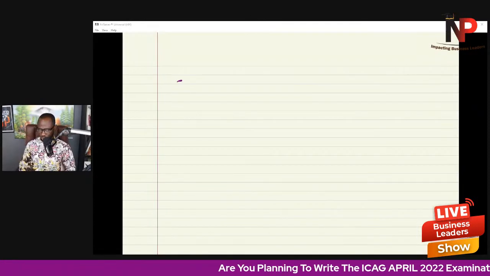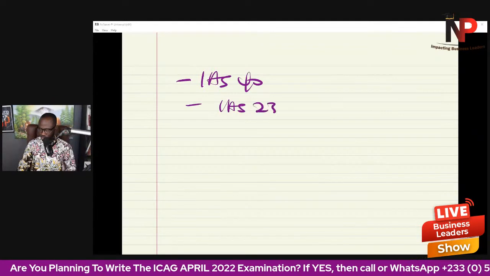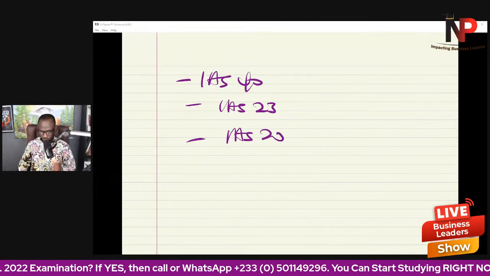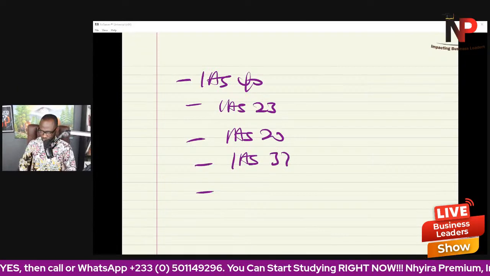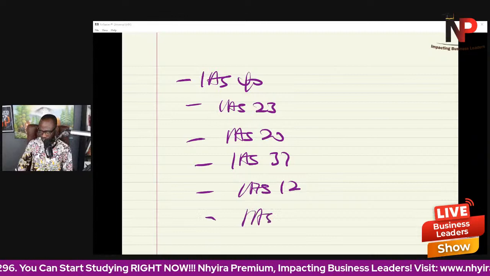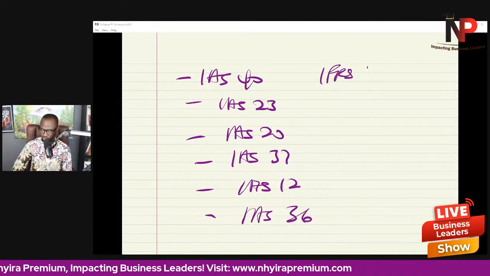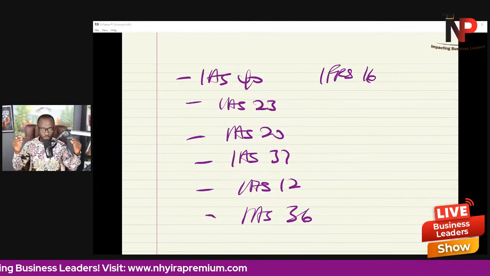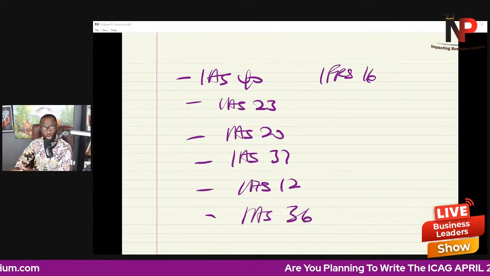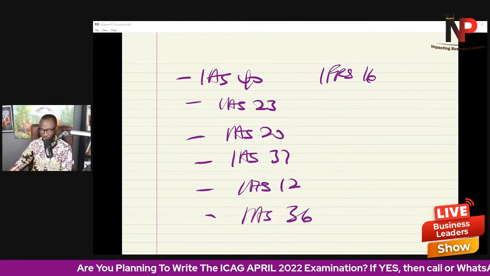like the following: IAS 40, IAS 23, IAS 20, very, very important, IAS 37, IAS 12, IAS 36, IFRS 16. So when you are dealing with IAS 16, it has connection, it has relationship with all these standards. That is the beauty of IAS 16. It has connection with all of these standards.